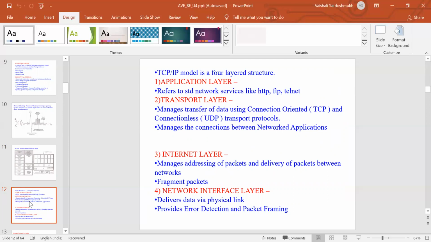So the network layer function is to establish a physical link. Internet layer function is to direct it towards the proper address. Transport layer is managing the transfer of the data, and application layer refers to standard network services.